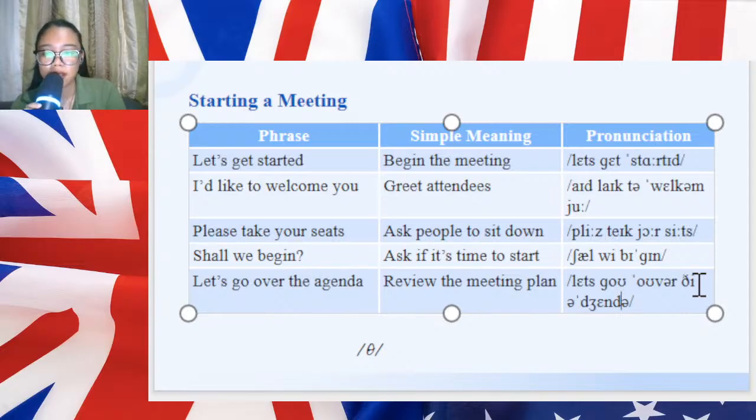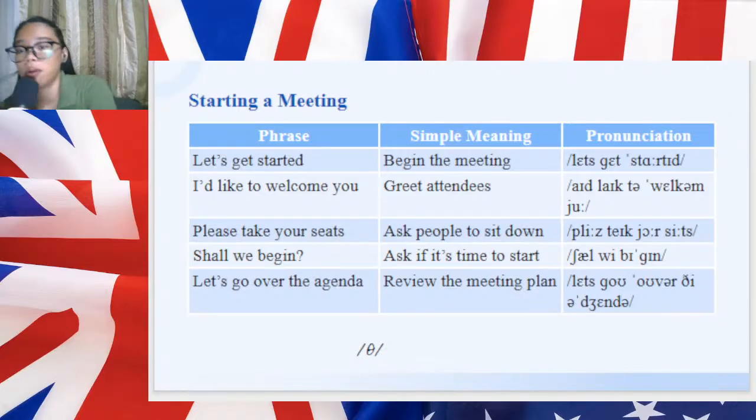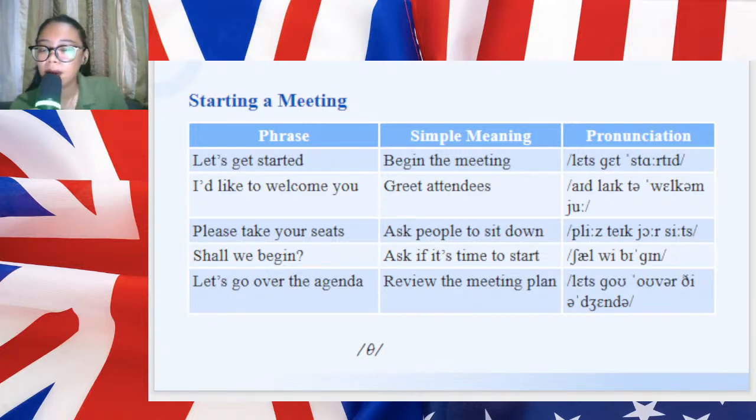Okay, so this is, let's go over the agenda. All right, let's go over the agenda. Sorry for that. Now, we've already talked about the phrases that we usually use when we start a meeting. We have let's get started. I'd like to welcome you. Please take your seats. Shall we begin? Let's go over the agenda.